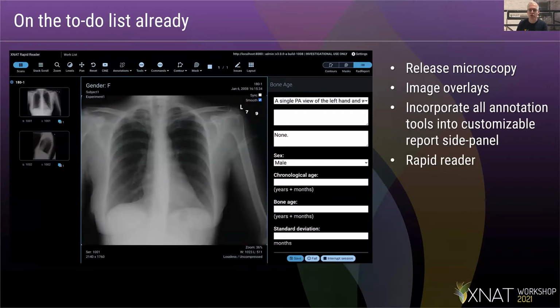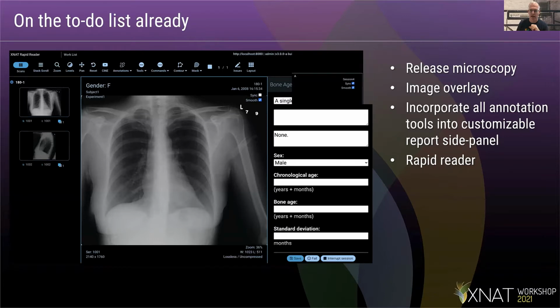I'm hoping to work with Winshan and Wash U. Here's a shout out to the great work that's been done on the Rapid Reader application, and we see lots of future potential for going further with this.